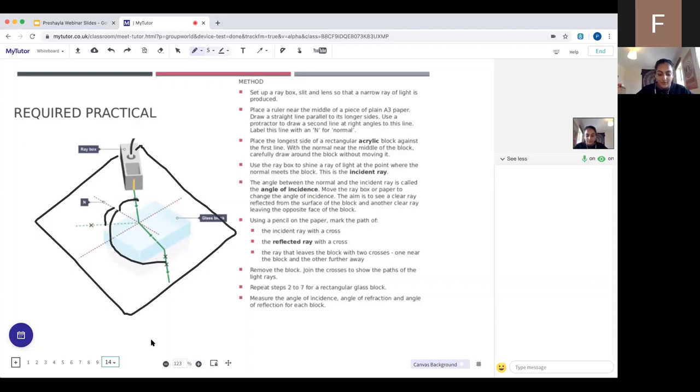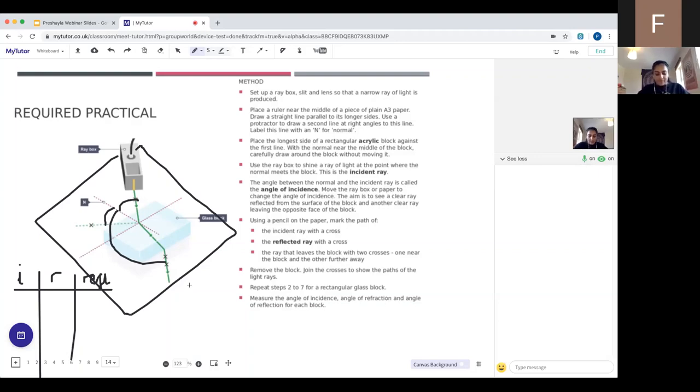Nice. And would you need a result table for the required practical? Yeah, you always need a result table with any experiment that you do. So the result table would just be a 3-column results table like this. And you'd have the angle of incidence, the angle of refraction, and the angle of reflection. So a 3-column table, and just put your angle in each, and that's all you need to do.